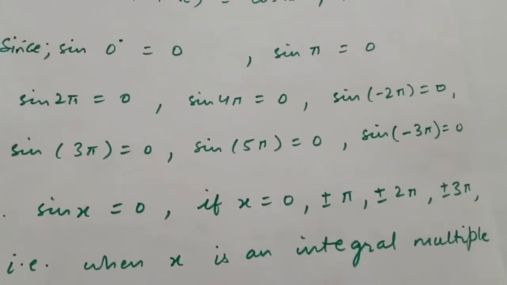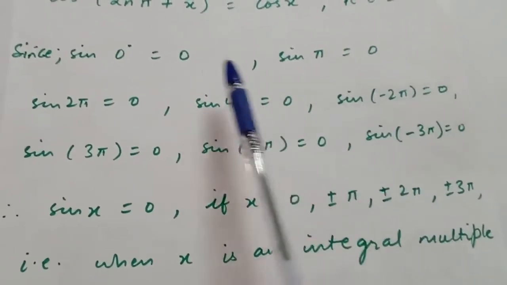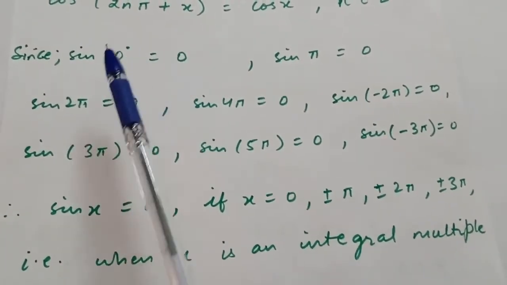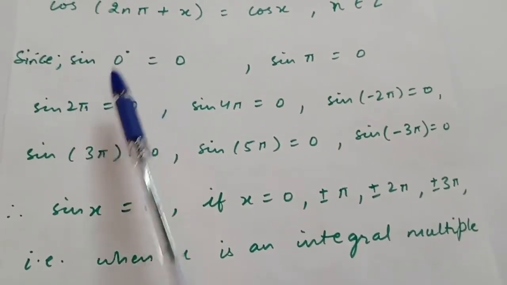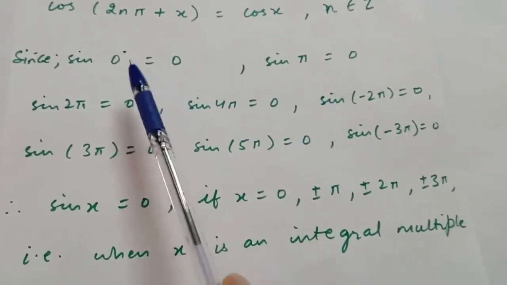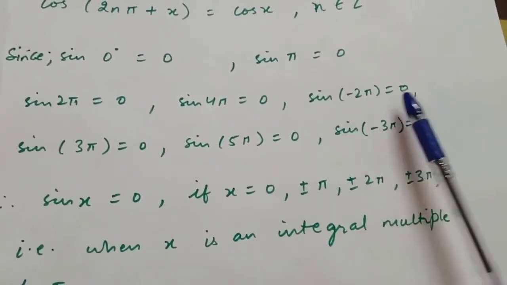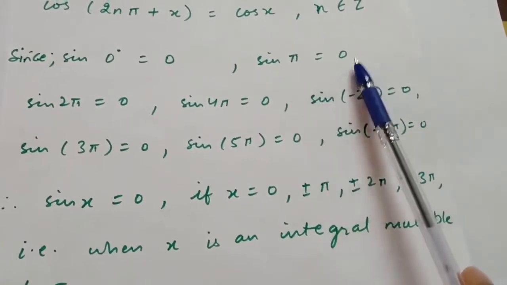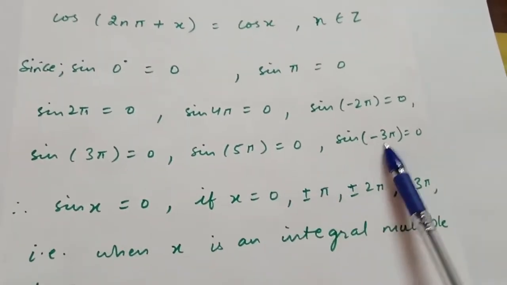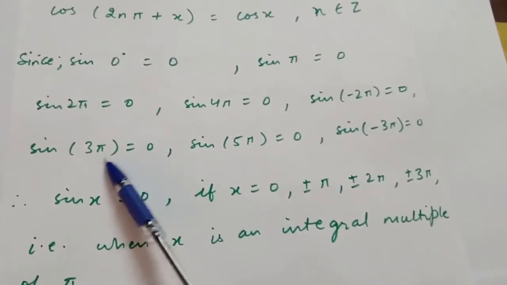Because we have just calculated that sine 0 degree is 0, sine pi is also 0. So first of all, increasing this 0 with the integral multiples of 2 pi. So 2 pi plus 0 will be 2 pi only. So sine 2 pi is also 0. Sine 4 pi is also 0. If we decrease this by an integral multiple of 2 pi, sine minus 2 pi is also 0. Similarly, sine pi is 0, therefore sine 3 pi is 0, sine 5 pi is 0, sine minus 3 pi is 0, right? Because we have increased pi with 2 pi. So pi plus 2 pi is 3 pi.